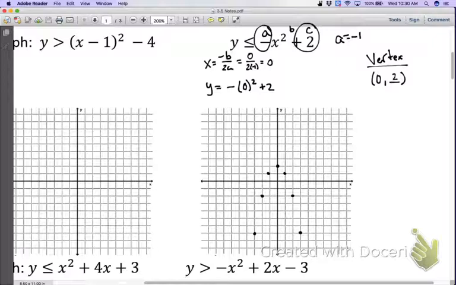Now, is my line going to be solid or dashed? Solid. Okay. So it's going to be a solid line because of the equal to part.